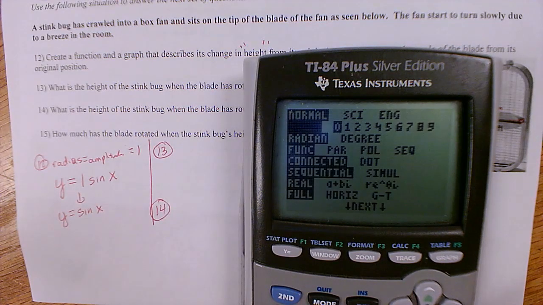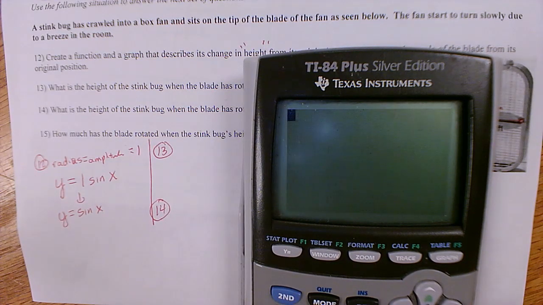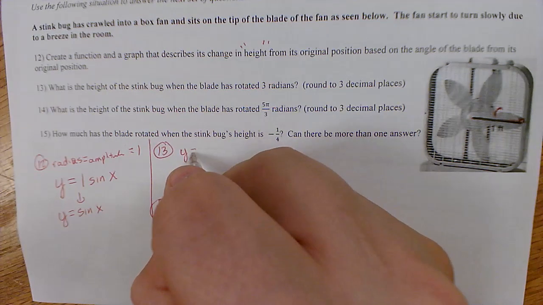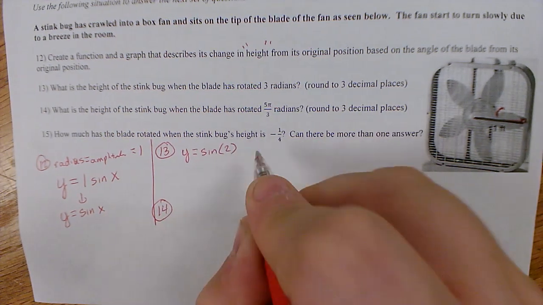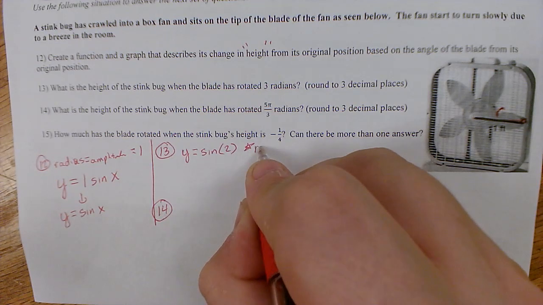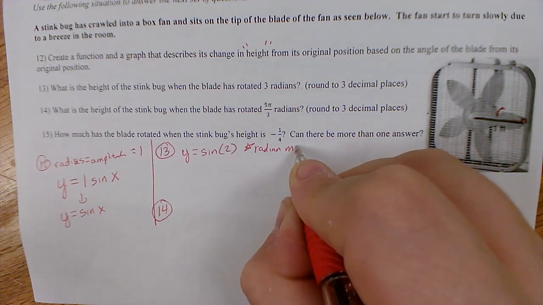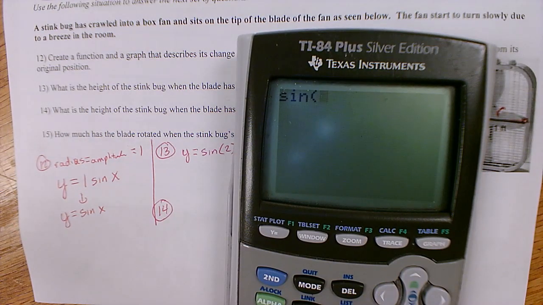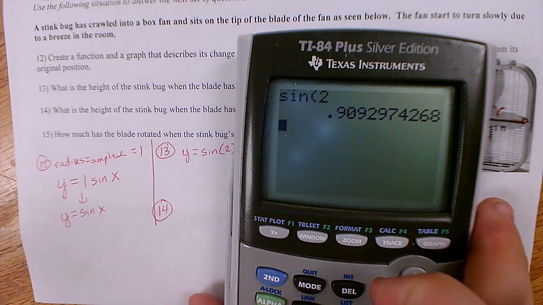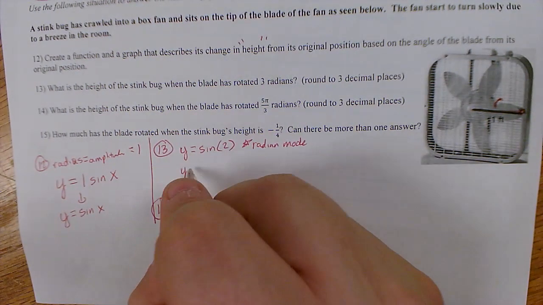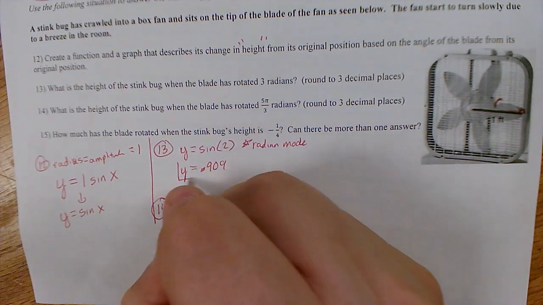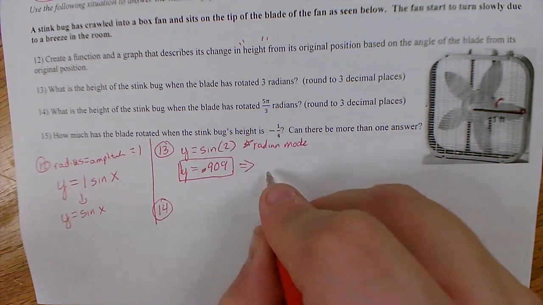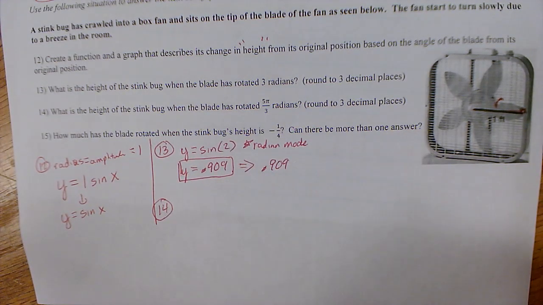Make sure we're in radian mode. I want to make sure my float's back to float. And we can literally just type in y equals the sine of 2, as long as you're in radian mode. So we're going to round to 3 decimal places because that's beautiful. So the sine of 2 is 0.909. So y would equal 0.909, or to put it in better words, 0.909 feet.